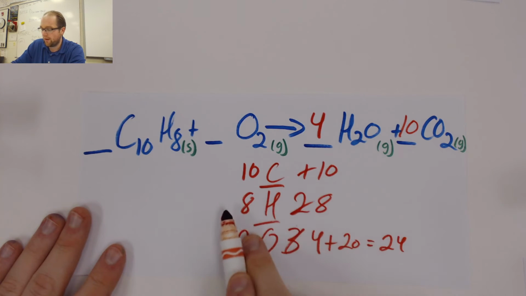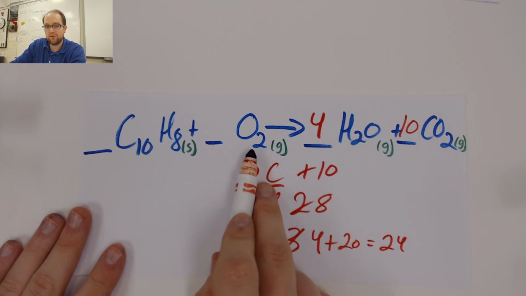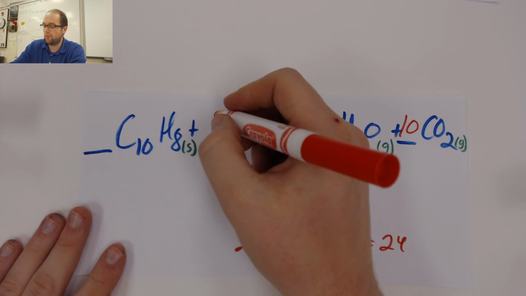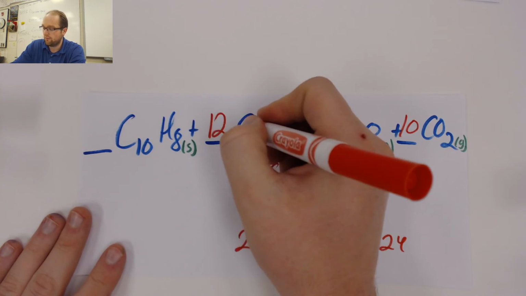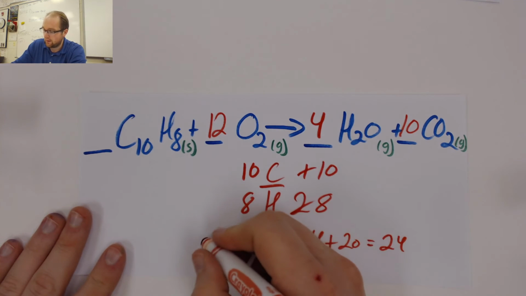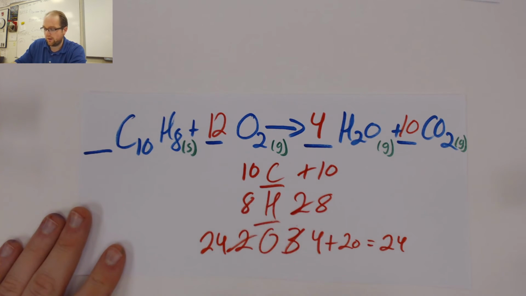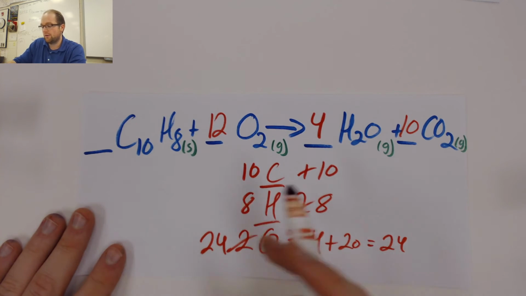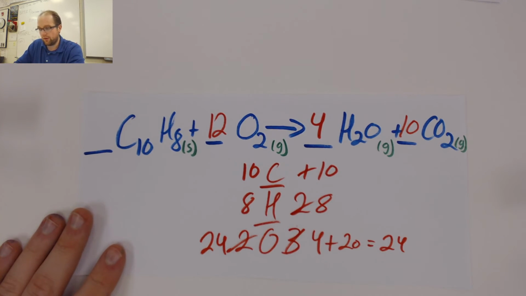So my carbons are balanced, my hydrogens are balanced. Now I want to fix my oxygens. So I only have 2 on this side. Since they come in packets of 2, I'm going to put 12, because 12 times 2 gives me the 24 oxygens I need. And really that's as hard as it gets with balancing problems. You need to just count on both sides and make sure they work.